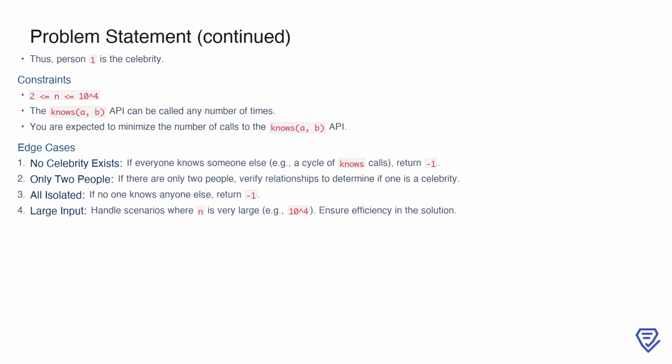Some edge cases to keep in mind include situations where no celebrity exists, such as when everyone knows someone else. If there are only 2 people, the relationships must be verified directly. In cases where no one knows anyone, no celebrity exists, and we should return -1. Finally, when dealing with a large number of people, optimizing the solution to handle thousands of individuals efficiently is critical. Keeping these constraints and edge cases in mind will help us craft a robust approach to solve the problem.